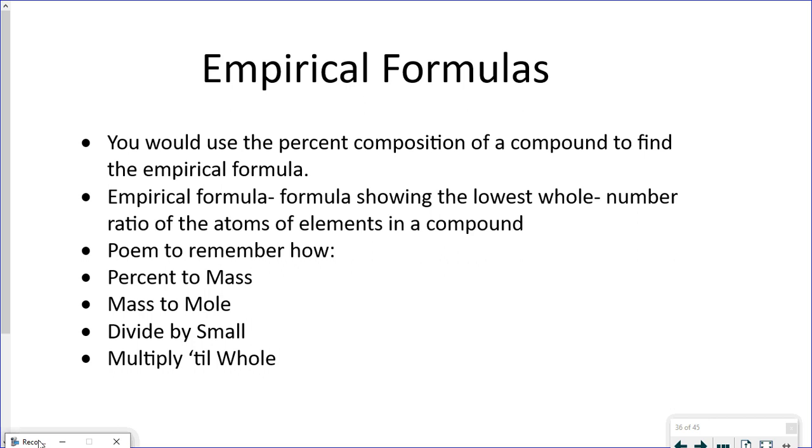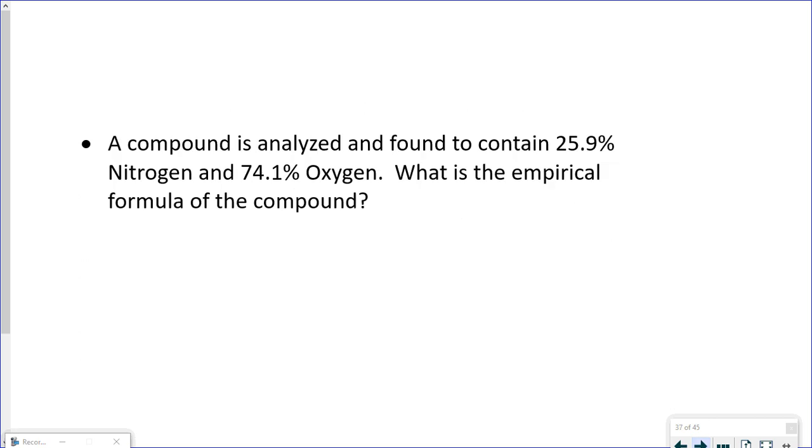So this is going to be a 4-step process for each one of our problems. So make note of percent to mass, mass to mole, divide by small, multiply till whole. And I'll write that with our next example as we go through how to actually calculate these. So here's a problem that we can come across. We have a compound that is analyzed and found to contain 25.9% nitrogen and 74.1% oxygen. And we want to know the empirical formula of the compound.